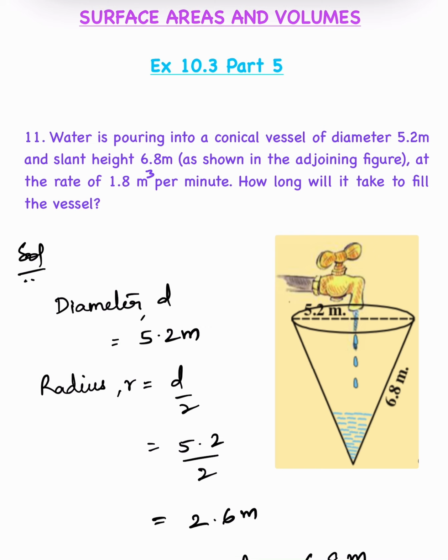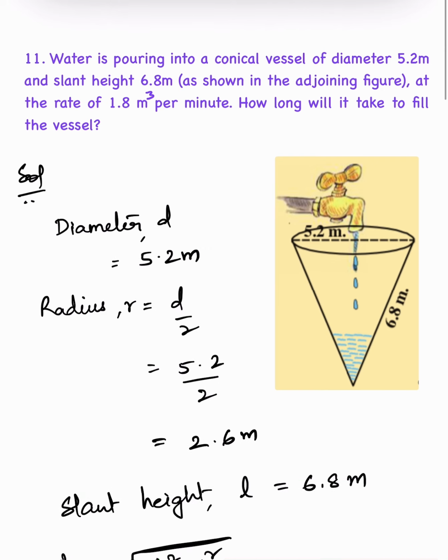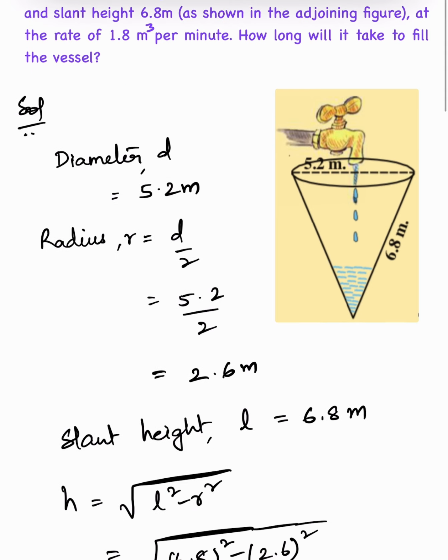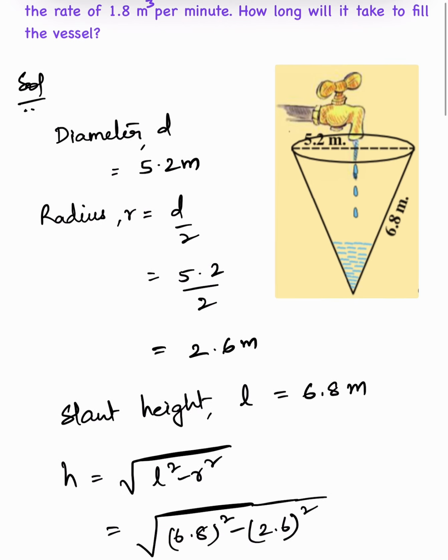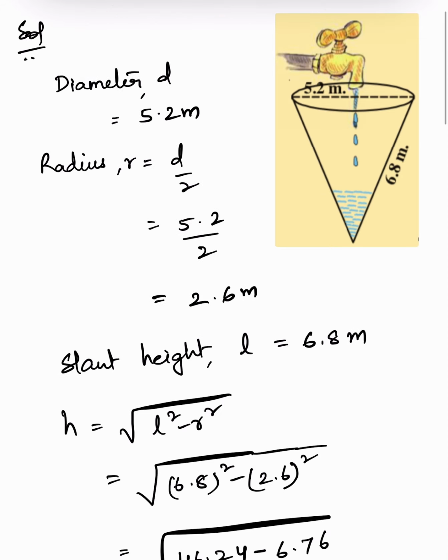That means radius R is D by 2, 5.2 by 2, which is 2.6. So what is the slant height? L is 6.8 meters. It is given in the figure. So we have to calculate the height first. What is the formula for the height of a cone? If we have slant height and radius, height equals square root of L square minus R square, where L is slant height and R is radius.